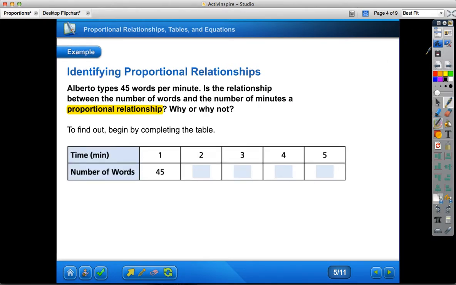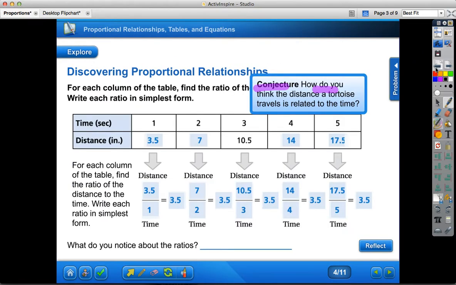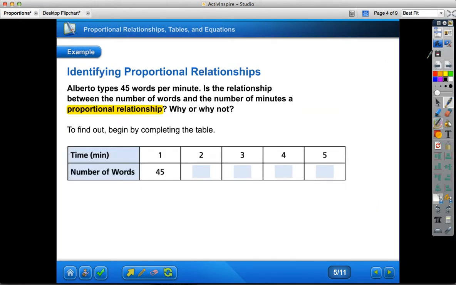All right, identifying proportional relationships. So back here, we discovered them, we put them together, we figured them out. Here, we're going to identify them. We're going to decide if they're proportional or not. So Alberto types 45 words per minute. Is the relationship between the number of words and the number of minutes a proportional relationship? Why or why not? So the first thing that we need to do, remember a proportional relationship, the comparison between the two always has to be the same.